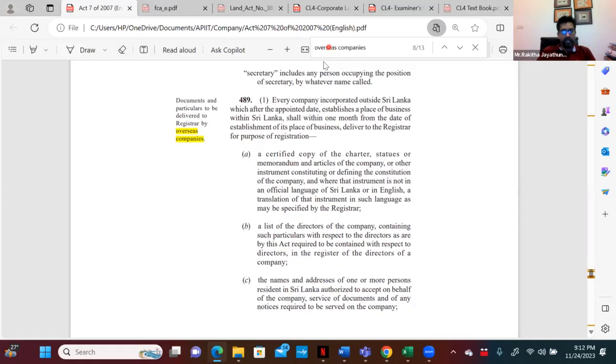So this is the first one. This is the second one. This is the third one. Names and addresses of one or more persons resident in Sri Lanka authorized to accept on behalf of the company service of documents or any notices required. Even though you don't understand, it doesn't matter. You just have to write them. You don't have to explain anything. All right. Okay, so that's the third one.